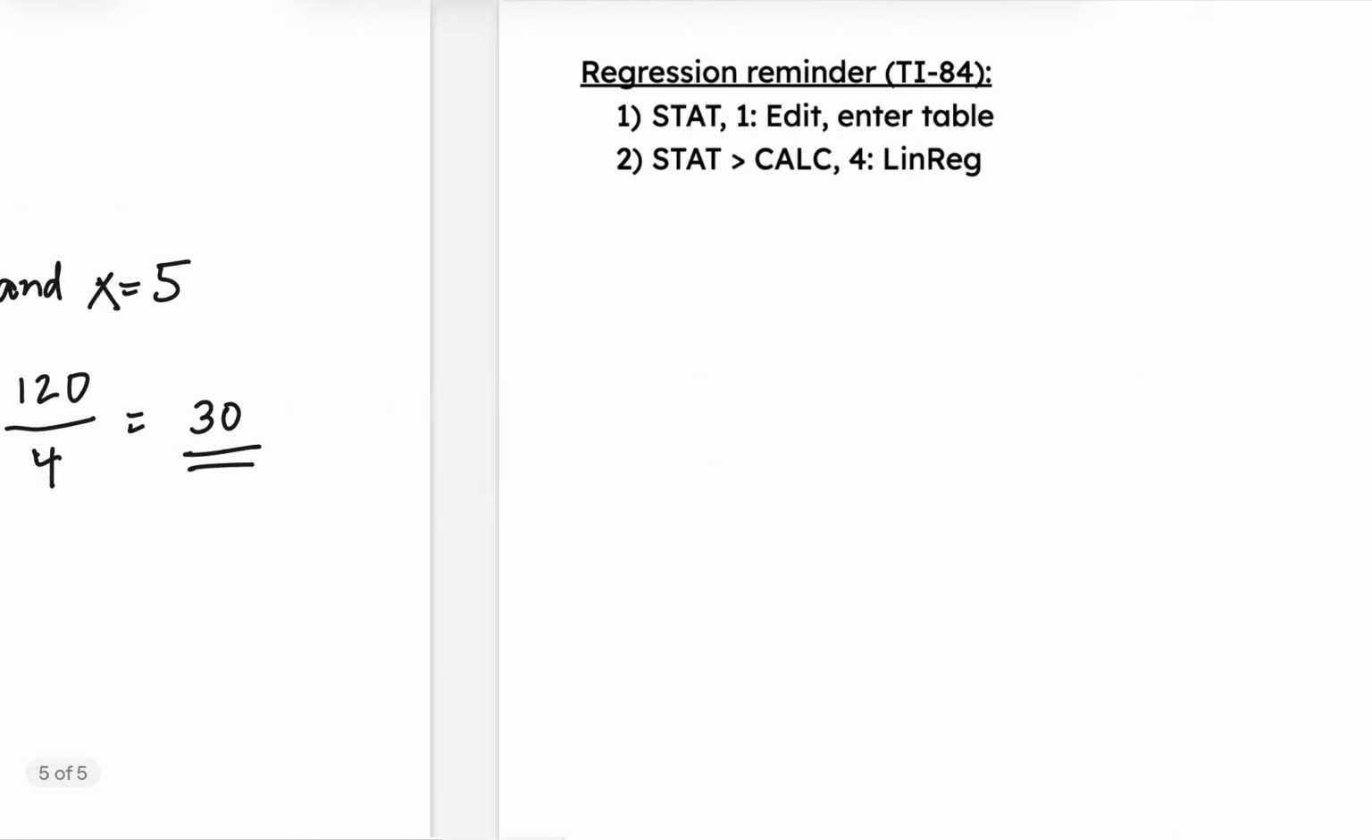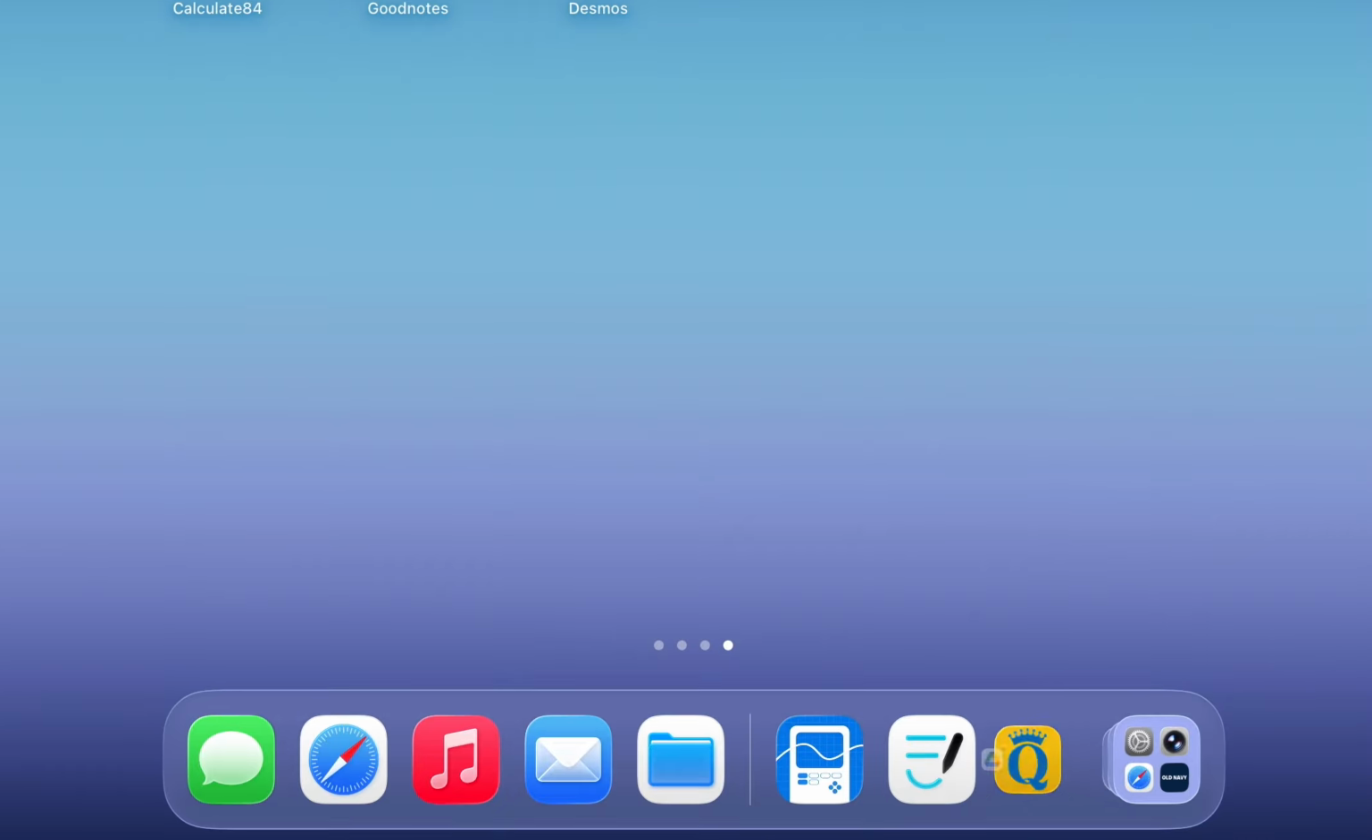Okay, the last thing is talking about how we can use our calculator. So these are the directions. You can pause it if you want to look at these longer, but to find the linear regression, we're going to enter our table into the stat feature, and then we're going to use calc and linreg, so linear regression. So I'll show you really quick on the TI-84.